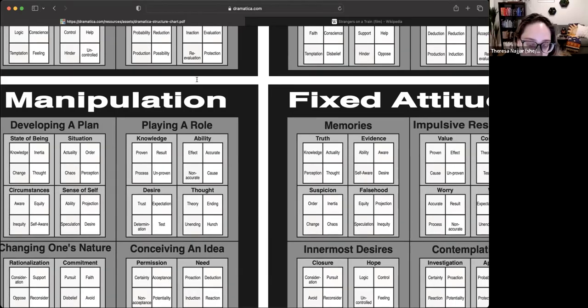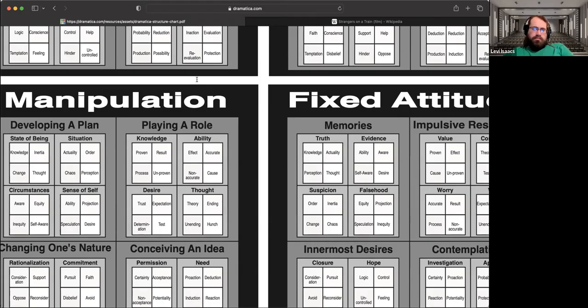You know, I could actually see Guy being inequity to start with, switching to equity, because at the beginning he's being treated unfairly by his wife. That's a good point. That makes sense.